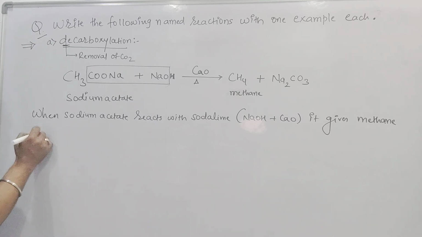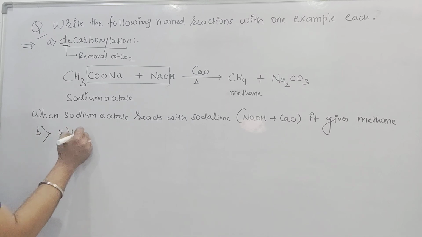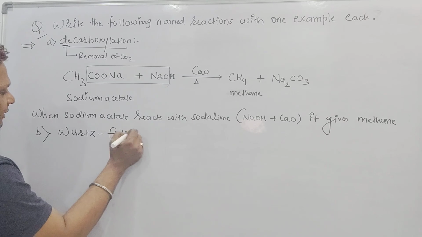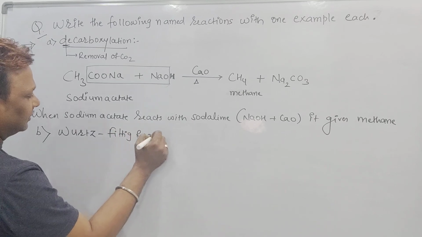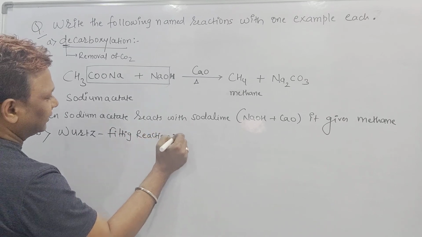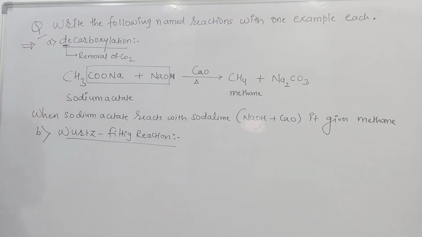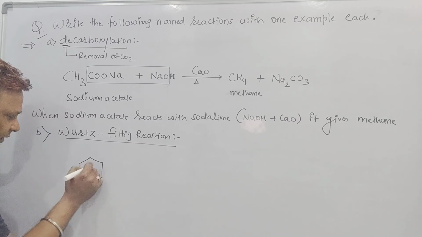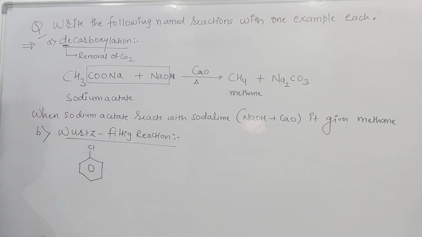Now the second one, part B. In part B we will see the Wurtz-Fittig reaction. The second named reaction is Wurtz, and one more is the Fittig reaction. Now we will see the Wurtz-Fittig reaction. This is a named reaction. In Wurtz-Fittig we take an alkyl halide on one side and an aryl halide on the other side. Here we have an aryl halide, called chlorobenzene.